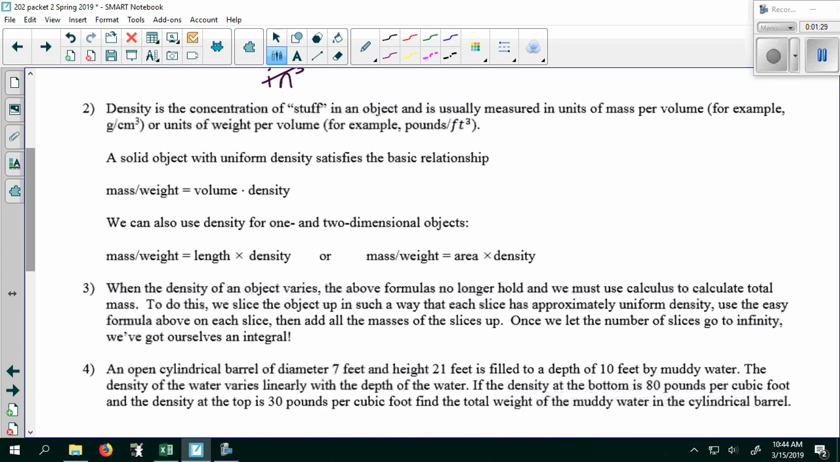So a solid object that has uniform density satisfies this basic relationship. Mass or weight, right? I shouldn't have used the slash because it looks like a fraction. It's supposed to be "or". Mass or weight is just volume times density. And you can also use density for 1- or 2-dimensional objects. So mass or weight is length times density. And mass or weight could be area times density in the 2-dimensional case.